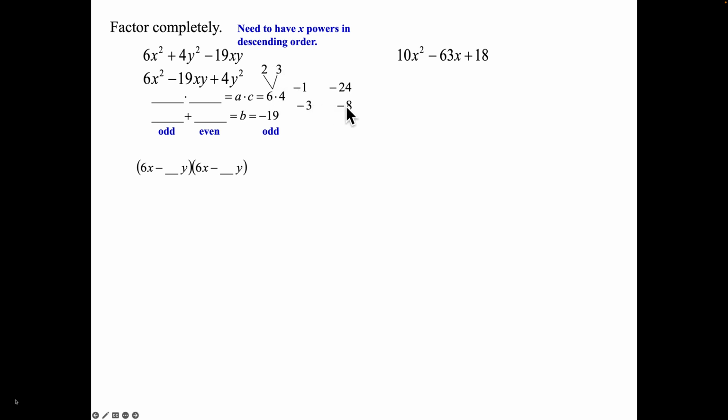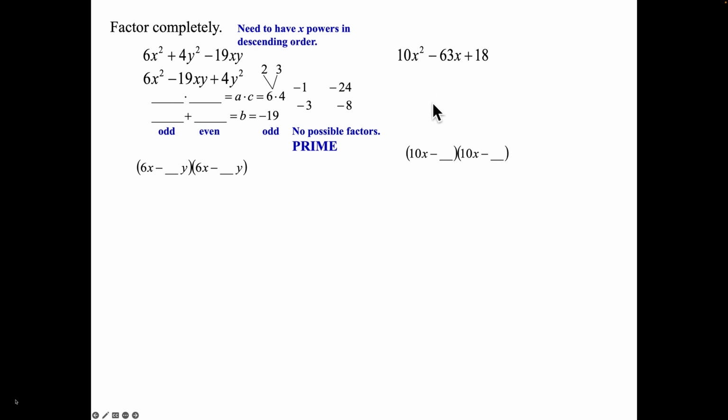So 3 and 8, wait a minute, 3 and 8 don't add up to be 19. Okay, so maybe it's 24 and, no, 24 and 1. They don't add up to be 19. Okay, so what does that mean? This is prime. No possible factors. Move on. 10x squared minus 63x plus 18.